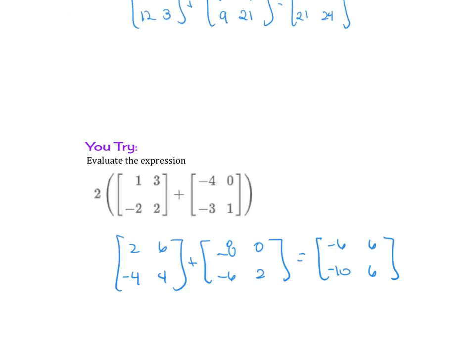Okay, we tried this out. You should have gotten negative 6, 6, negative 10, and 6.